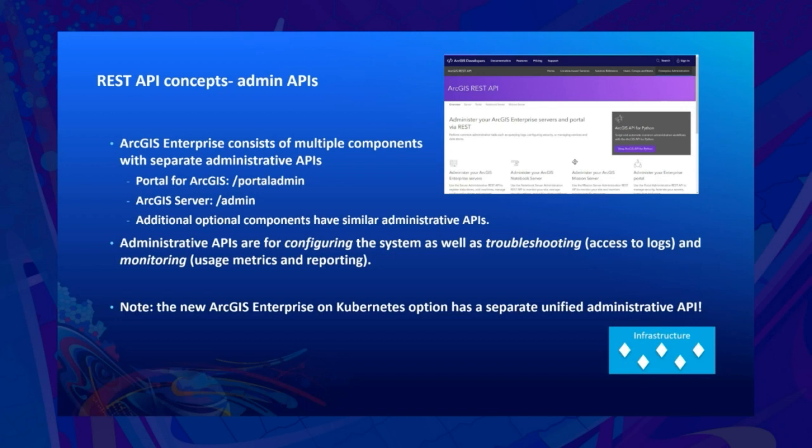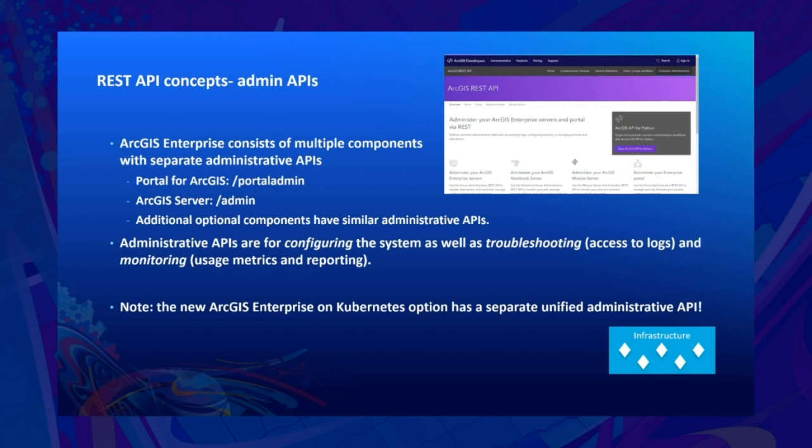You can access logs using these APIs, and monitoring. Beyond the logs, you can find things like usage metrics and other types of reporting. So the administrative APIs are really important if you want to build things like DevOps, monitoring tools, or other types of DevOps scripting for checking to see what services are running, manipulating existing services, and other things of that nature.